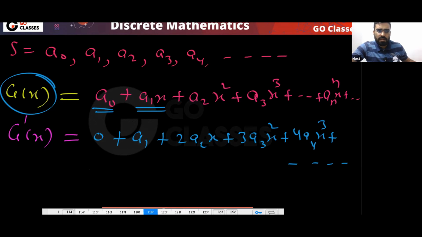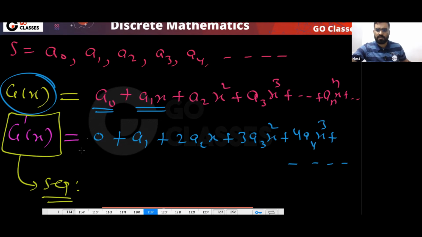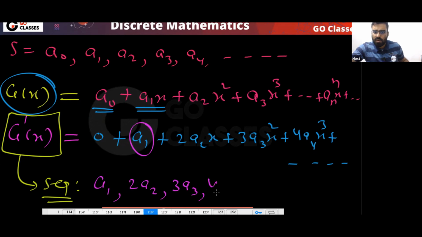Now remember, this new generating function that you got, what is the sequence for this? The sequence will be a1, this is the constant term now. This will be a1, 2a2, 3a3, 4a4, 5a5 and so on. This will be the sequence. Agree? Did you understand this?